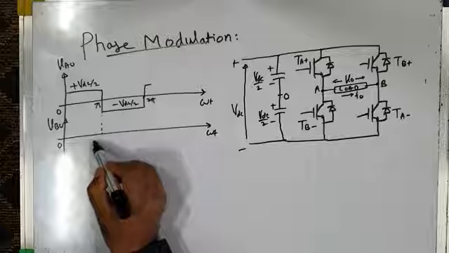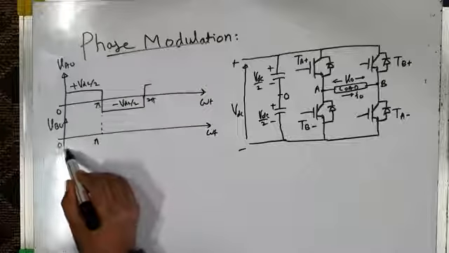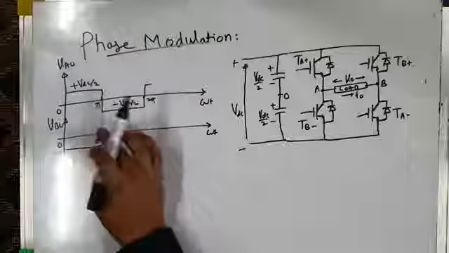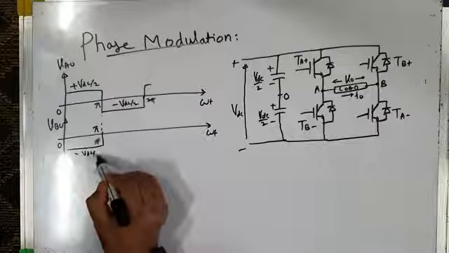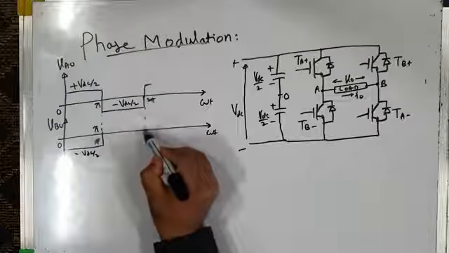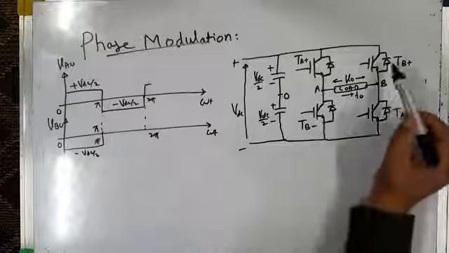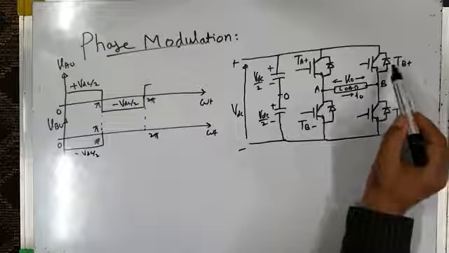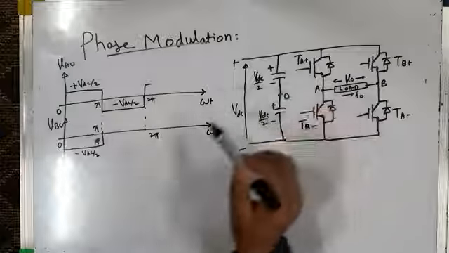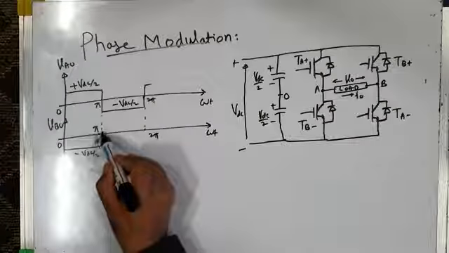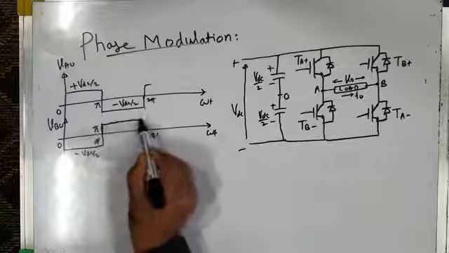So this is pi. VBO is minus VDC by 2. And then from pi to 2 pi, this is 2 pi, I am turning the upper switch TB plus on. So B gets connected to the positive DC bus, and VBO is plus VDC by 2.